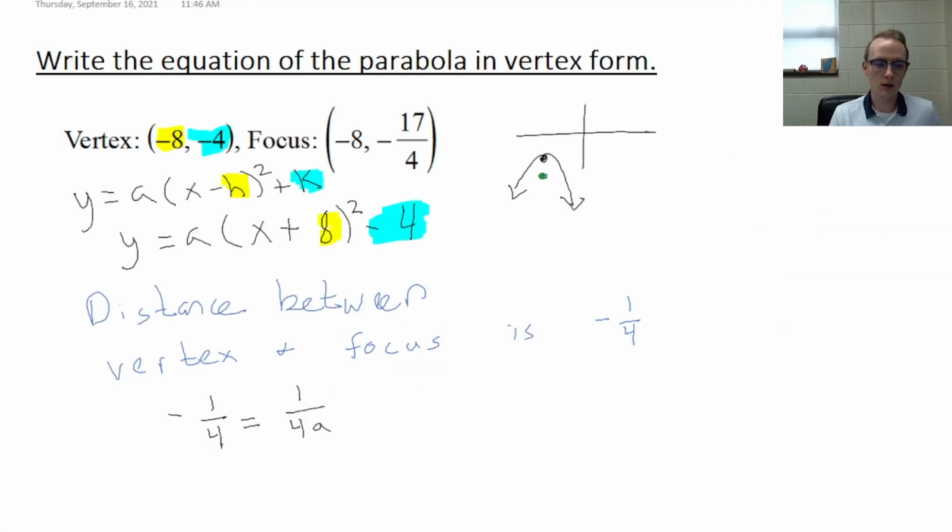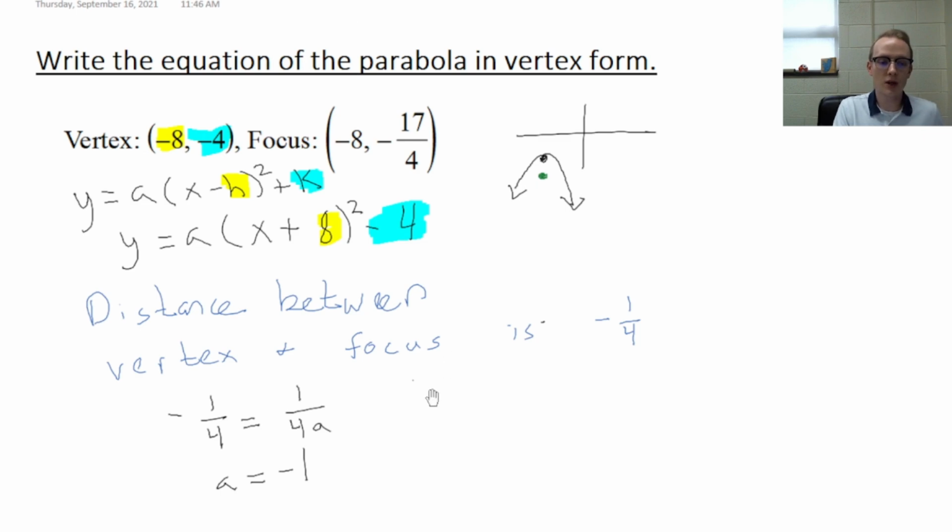Okay, so we say negative 1 over 4 is equal to 1 over 4a, and we can quickly realize that in order to make this equation true, what does a need to be equal to? Well, a has to be equal to negative 1. So a is equal to negative 1. If you wanted to solve this equation, you could, but it's pretty obvious to see that we need to make a negative 1 to make these two things equal.